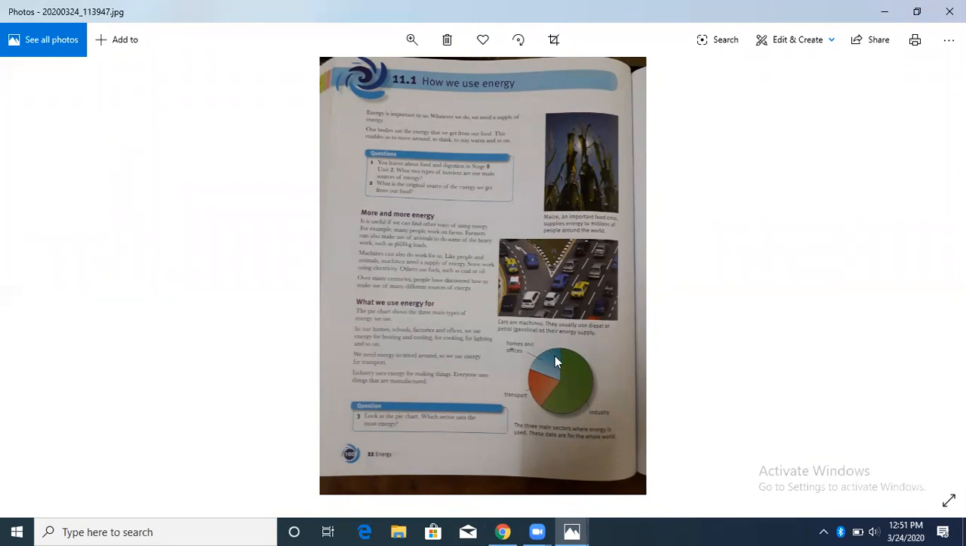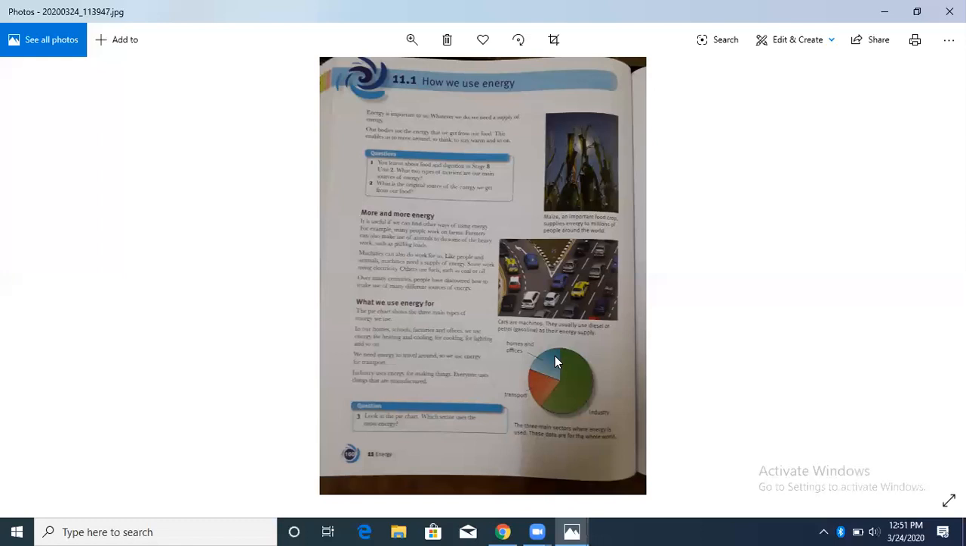You can see the mark with the green color, the energy used by the industries, the factories, industries like that. The orange color, the energy used for transportation, for vehicles like that. Vehicles means all the vehicles on the road, ship, aeroplane, helicopter, whatever may be the vehicles. And the blue color, energy used in homes and offices.